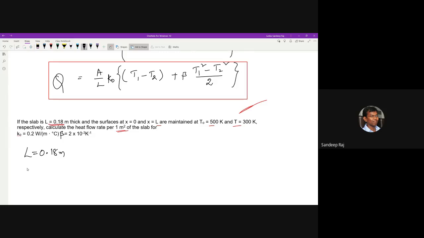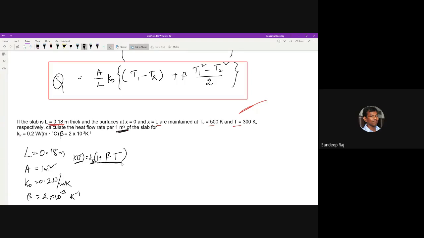Okay. So L he has given, A he has given as 1 meter square. It is shown here, 1 meter square. And then K naught is given, it is 0.2 watt per meter Kelvin. The beta is given as 2 into 10 to the power minus 3. See, this beta will have Kelvin power minus 1 because beta is multiplied with temperature, and then K of T is equal to K naught into 1 plus beta T. See, this K naught is also having the same unit of K, so this should not have any unit. This should have 0 unit.